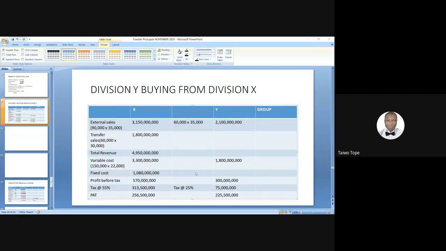So it's practical. So what is the group profit now? The group's profit is what? Sir, this profit after tax is 225. You remove this 500. Okay. 225, right? So overall, we have what? The group profit after tax will be what? 451,500,000.